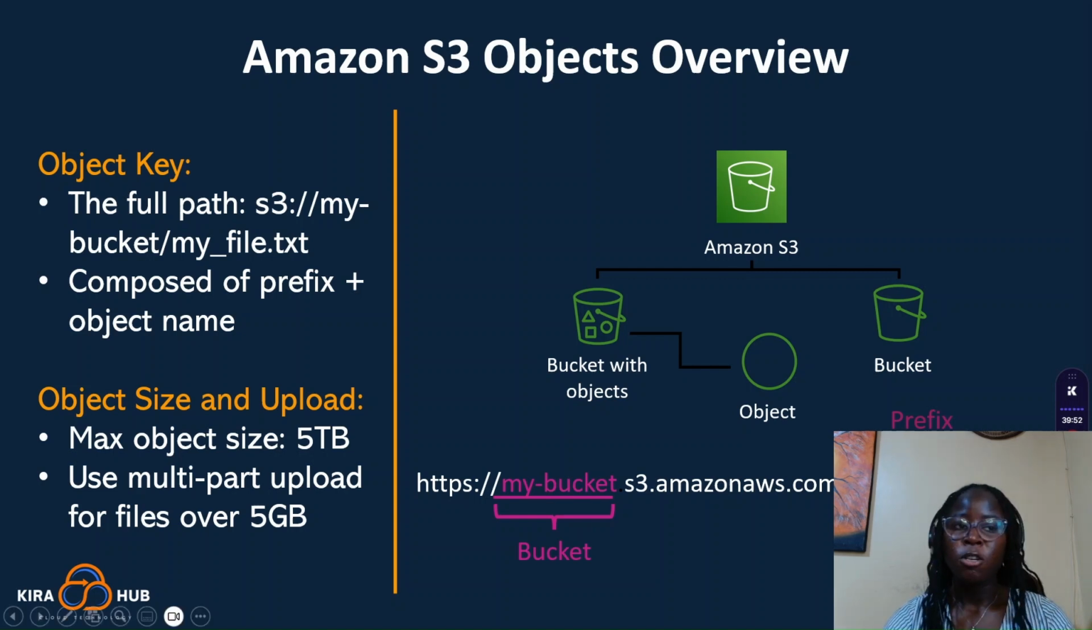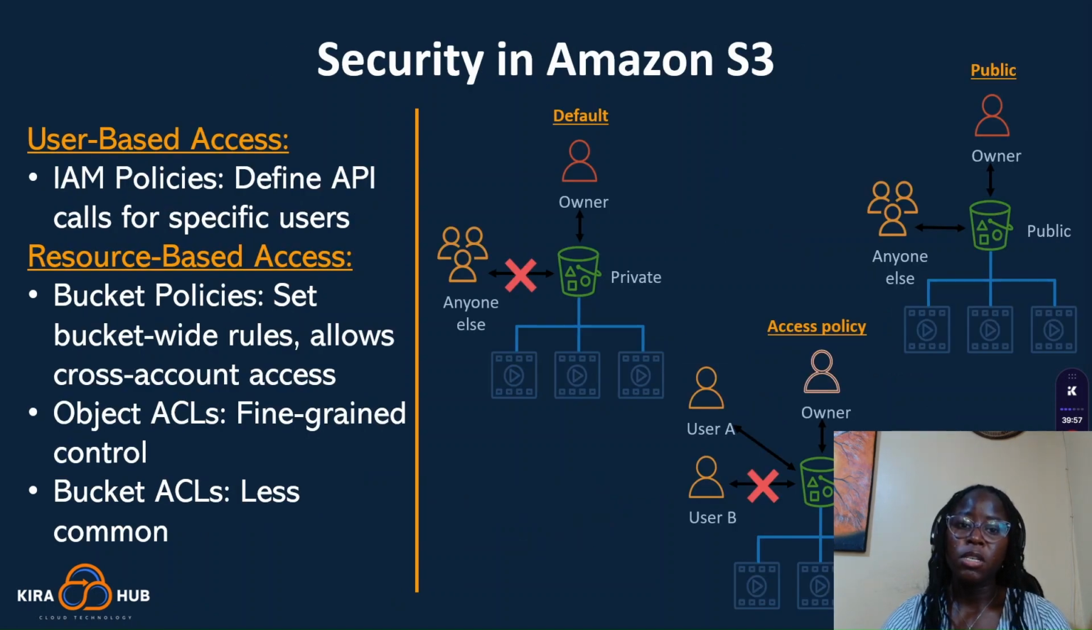So now that we know S3, the object storage solution, how do we set up security in Amazon S3? We have different types: user-based access and resource-based access. With user-based access, we're going to set up our IAM policies. And here we define which API calls a specific user is allowed to make. For example, a user might be granted permission to upload objects but not delete those objects. So IAM policies are a list of rules that determine which actions a person can take.